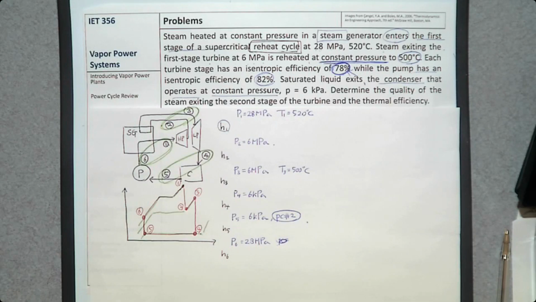According to this TS diagram, number 1 is a superheat vapor, number 3 is a superheat vapor, so we don't have to determine their phase change processes. So let's assume that they are superheat vapor and then determine H1 and H3. And H5, we know it is phase change process number 2, saturated liquid, so you can find H5.